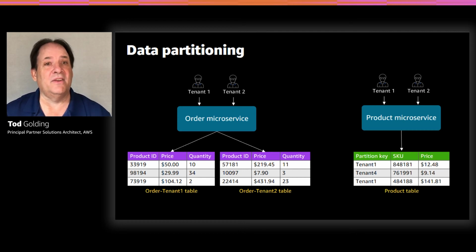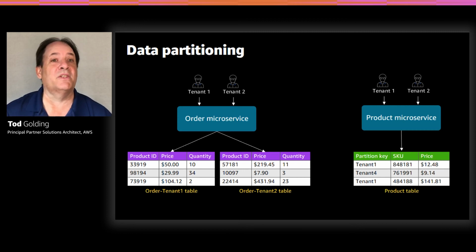And on the right-hand side, you'll see we have the product service. The product service is deployed in what's called a pooled model. In this model, it's a single DynamoDB table, but the data for the tenants is commingled. So now we have to figure out how we resolve, based on the partition key, how we get to the data, and things of that nature.